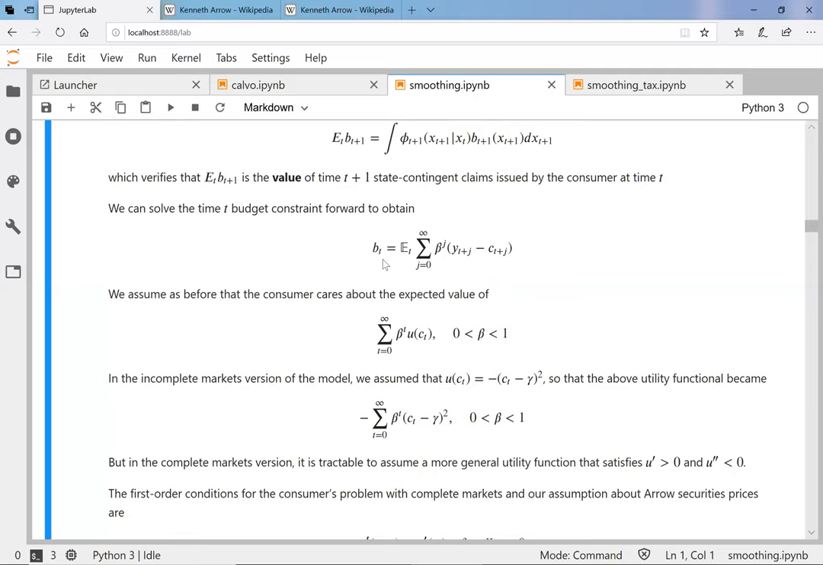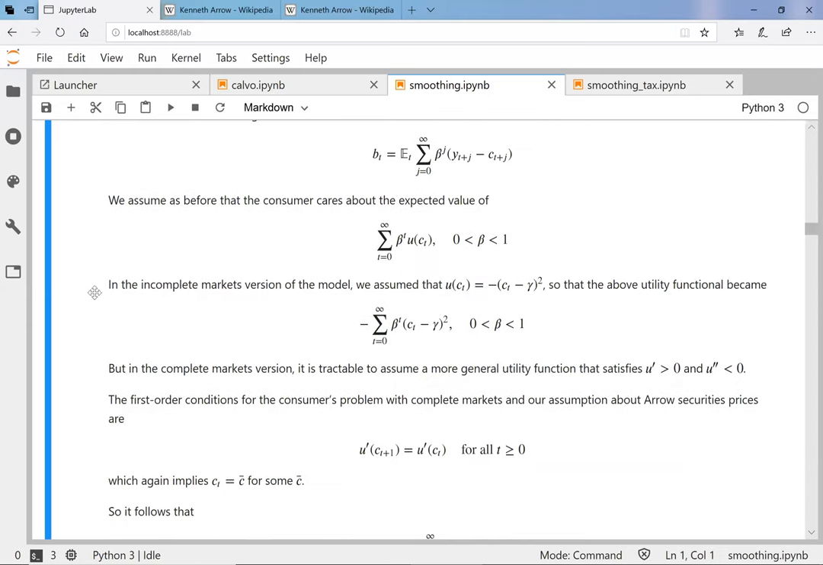And by the way, if I want to be technical here, the difference between the complete markets and the incomplete markets model is all going to be about measurability of B_t with respect to what information set. With complete markets, B_t is measurable with respect to information at time t. With incomplete markets, it's going to be measurable with respect to information only at time t minus one. Store that comment.